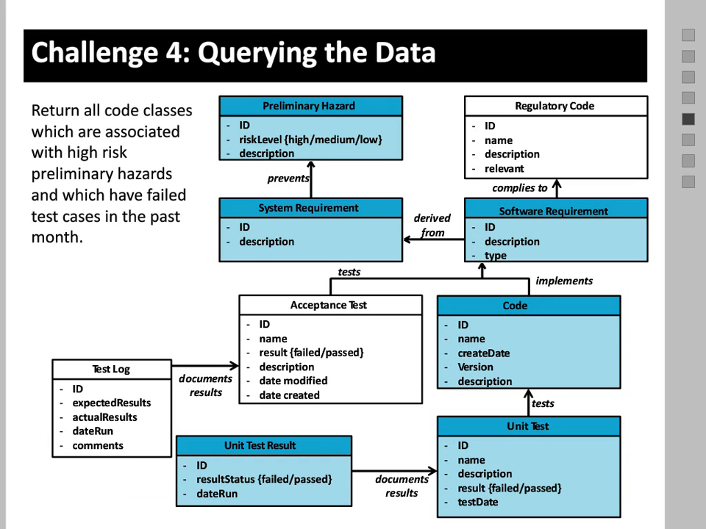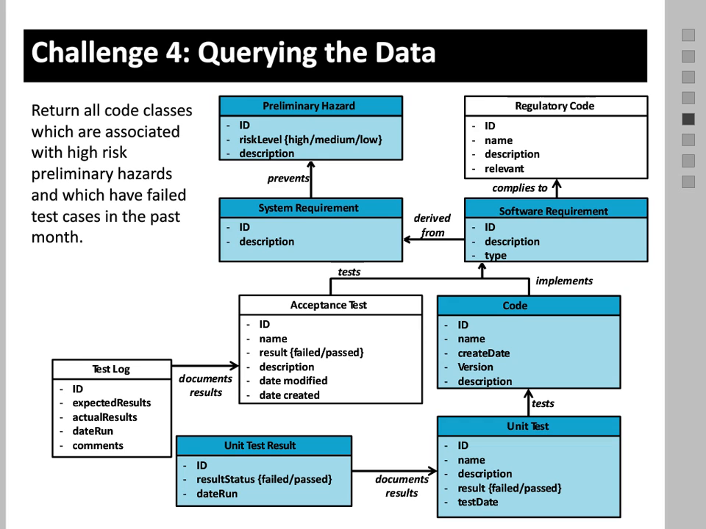So here's an example about why it's challenging. Let's imagine we have this query in the top left. It says return code classes associated with high-risk preliminary hazards which have failed test cases in the past month. A very simple query. It's actually not even including any analytical function. It's just asking us to manipulate and retrieve the raw project data. If you look at the traceability information model, I've already colored the artifacts or the classes that we need to include in our query.